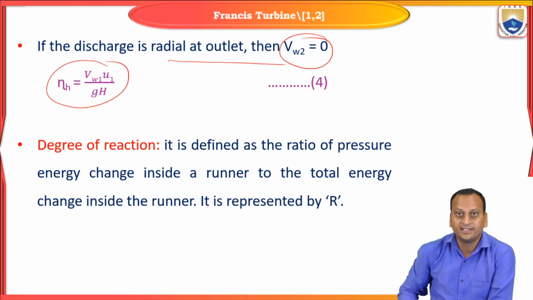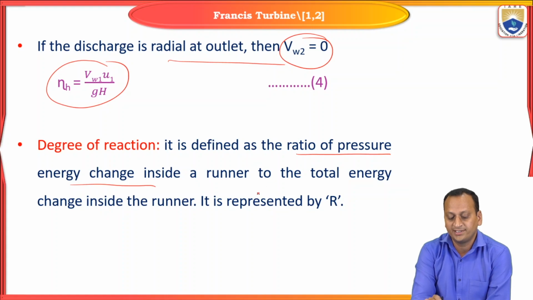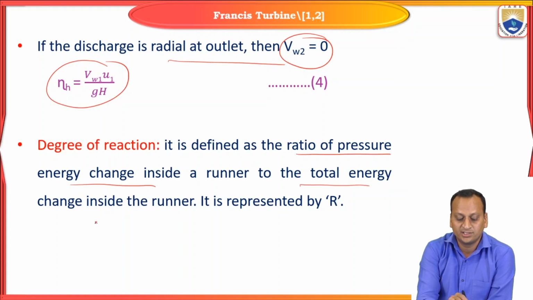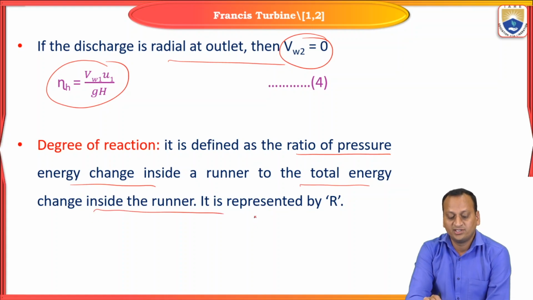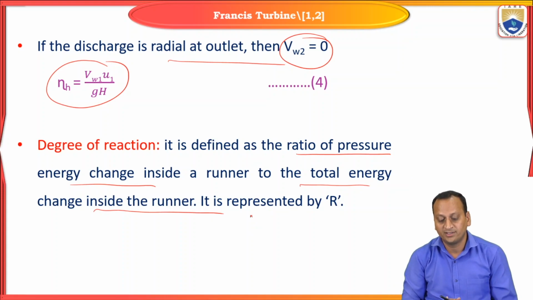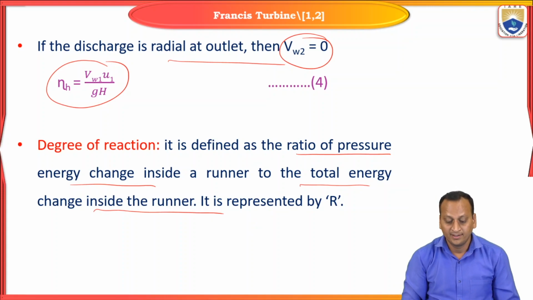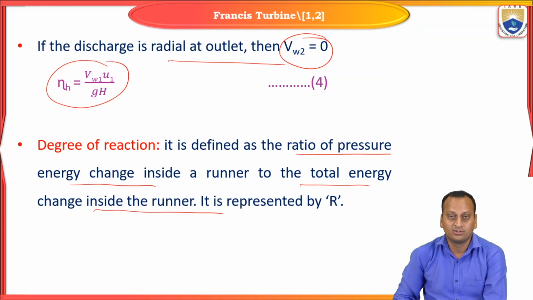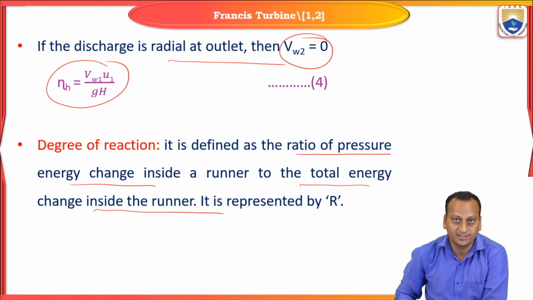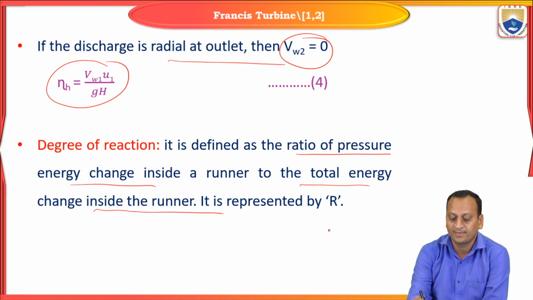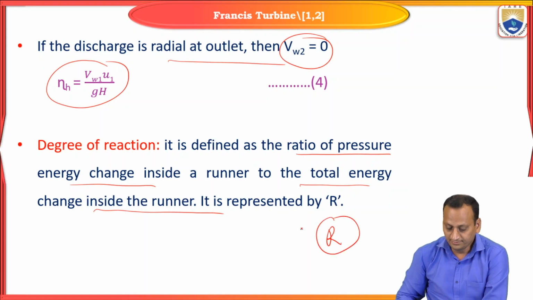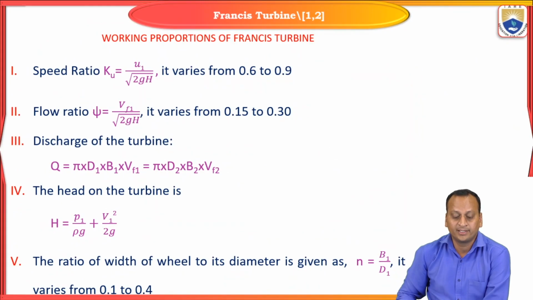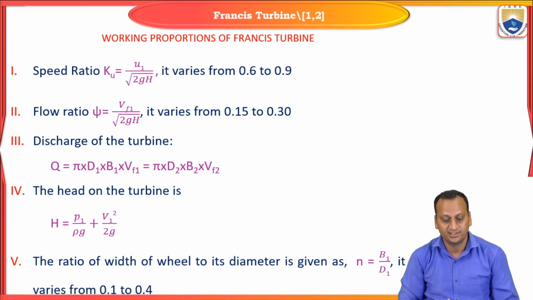Degree of reaction is defined as the ratio of pressure energy change inside a runner to the total energy change inside a runner. The ratio of pressure energy change to total energy change inside the runner is known as the degree of reaction, denoted by R. This will be calculated in the coming problem-solving classes.